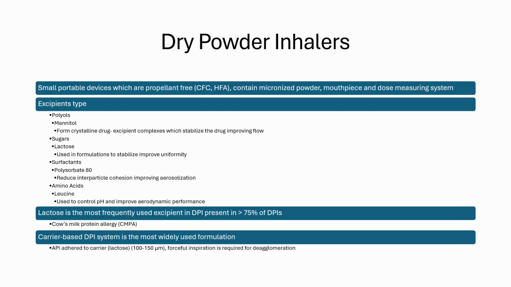The FDA approved dry powder inhaler product labels to include a contraindication for the use in patients with cow's milk protein allergy. There are several dry powder inhaler systems, but the carrier-based system is the most widely used formulation. These systems consist of the active pharmaceutical ingredient, which is adhered to a carrier such as lactose to form a particle size ranging from 100 to 150 micrometers, which can be stored in a capsule. A deep and forceful inspiration through the device is required to deagglomerate the powder into the desired particles with a diameter of 1 to 5 micrometers.